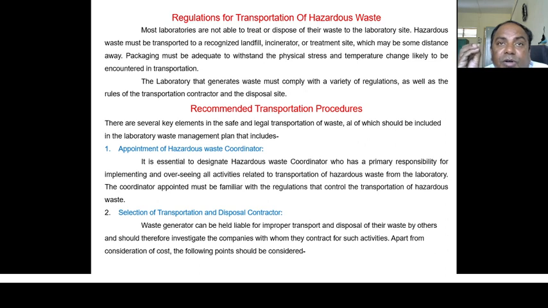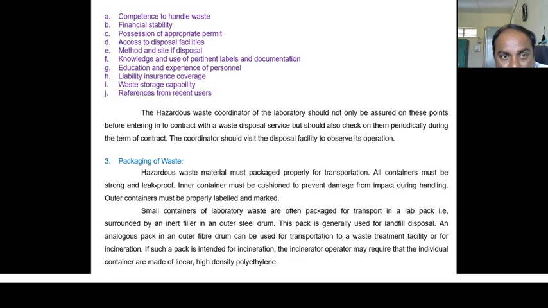That means there are some qualifications expected from the disposal contractor. What are the qualifications that this disposal contractor should have? The disposal contractor must be competent to handle waste, and should have experience handling chemical waste. Next, he should be financially stable. That means he should have the financial aspects in order.